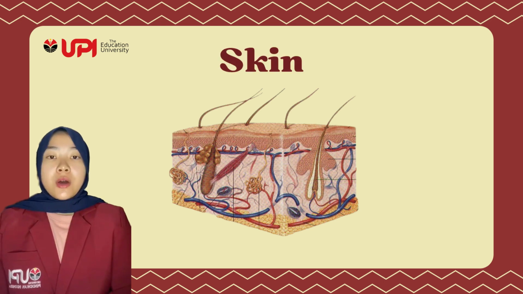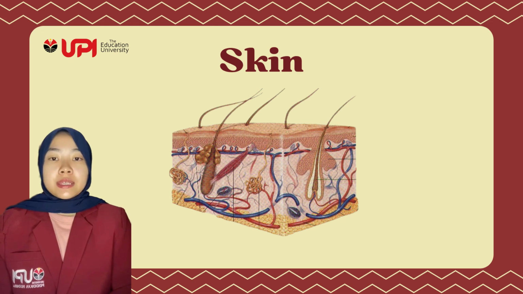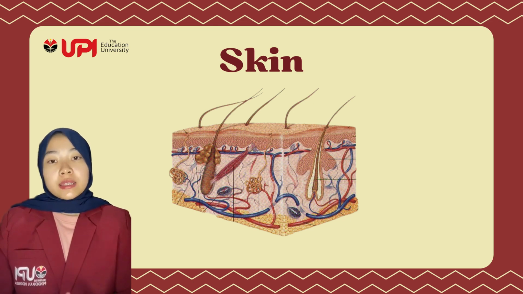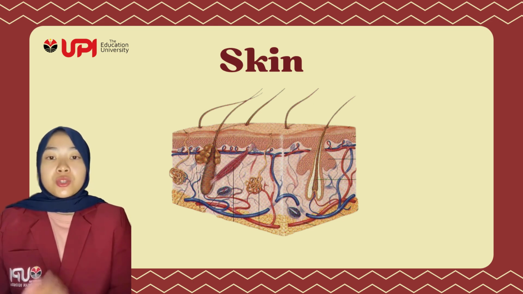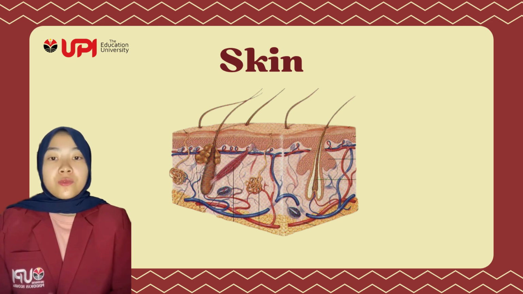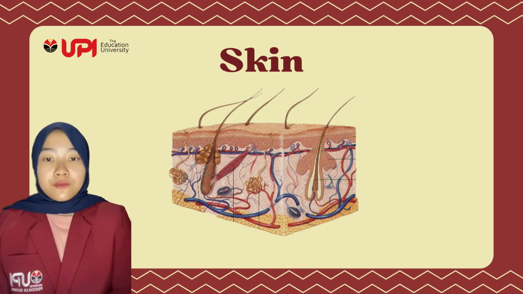The skin is the outermost protective tissue layer covering the surface of the body. It functions as an excretory organ because it can release waste substances through sweat glands. In addition to being an excretory organ, the skin also functions as a sensory organ for touch and feeling.